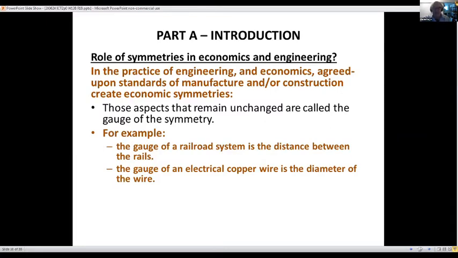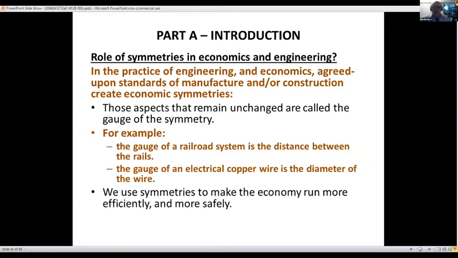The gauge of an electrical copper wire is the diameter of the wire. As the current runs along the wire, if it comes to a narrow spot, the wire heats up and houses burn down. That's generally a bad thing. So we use symmetries to make the economy run more efficiently and more safely.